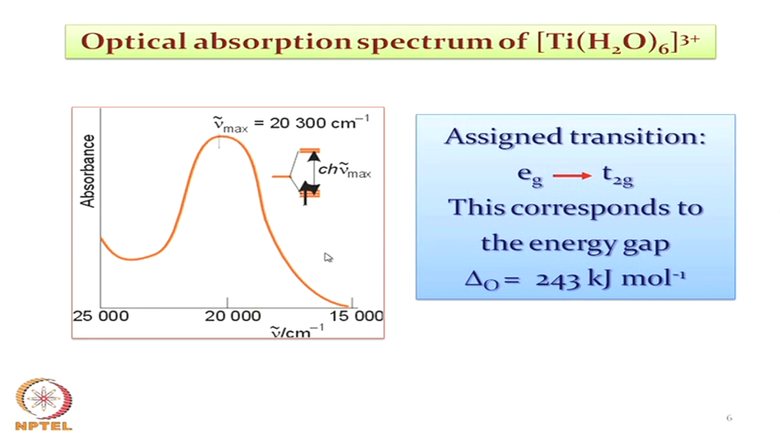So, we can calculate not only the value in terms of centimeter inverse, but we can also calculate the energy gap for delta octahedral in terms of kilojoule per mole, and we can assign that only one single electron, because it is titanium 3 plus, which is a 3d1 system, and a 3d1 system can go for the transition from the T2g to the Eg level, and it therefore corresponds to an energy gap between these two levels.